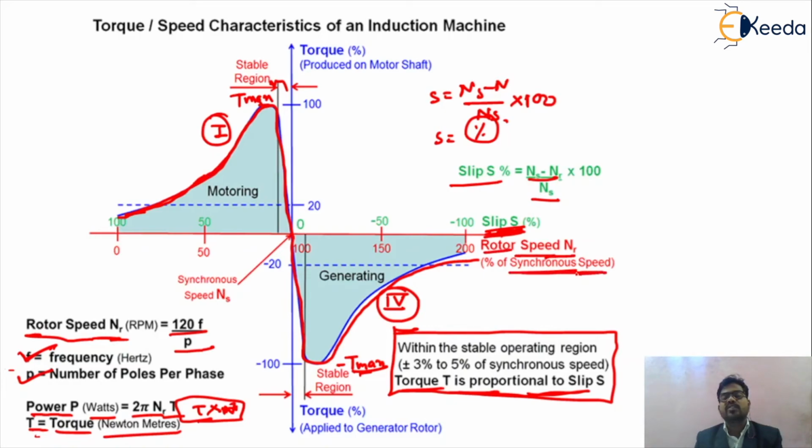It is called the percentage of your synchronous speed, because we get another concept of your rotor speed: the rotor speed is equal to the synchronous speed times (1 minus s). So it is given in terms of the percentage of the synchronous speed. For the stable operation or stable region, we get plus or minus 3% to 5% of your synchronous speed. So the torque is proportional to your slip. This is the representation of the multi-quadrant operation of your induction motor drive. So friends, in this way we have made a detailed study of the various quadrants of operation of your induction motor.